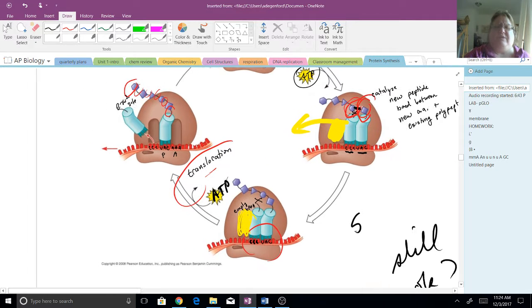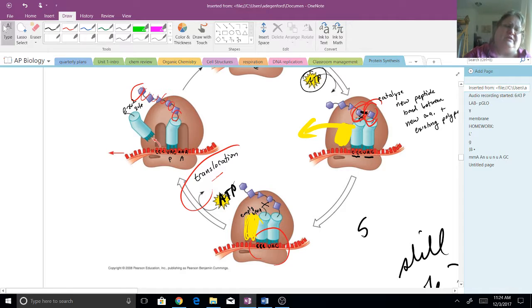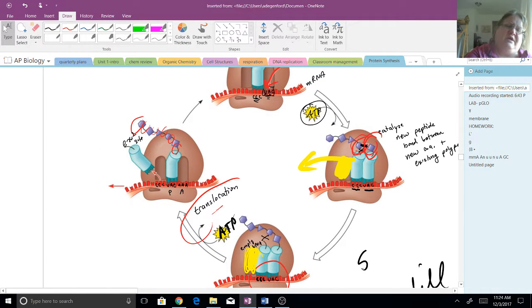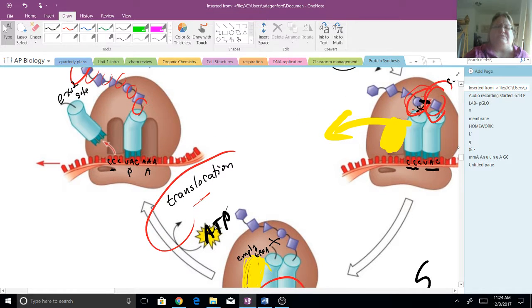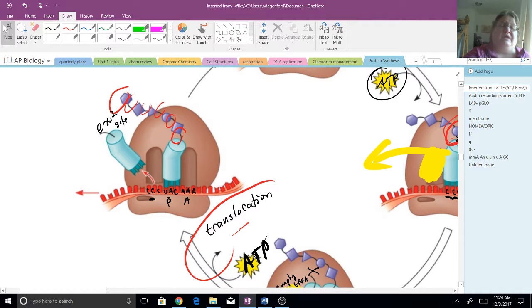So as we switch from the bottom picture to the picture on the left, notice what happened to the CCC here and the UAC. They are now moved to the left. So this is called translocation. The ribosome actually moves down the mRNA molecule. And so the tRNA molecule that does not have the amino acid exits to the exit site, and now we have an empty space in the new A site.